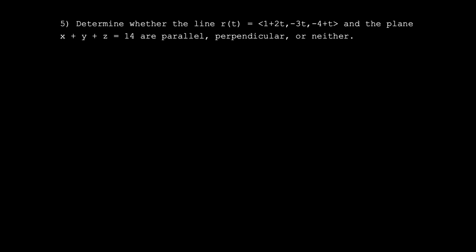Now moving on, here we have a question in which we want to find out whether a line and a plane are parallel, perpendicular, or neither. This is a little bit tricky because this is between a line and a plane. For the plane, we have to deal with the normal vector, and the normal vector is perpendicular to the plane itself. So if we're comparing the normal vector to the line, we have a few cases.